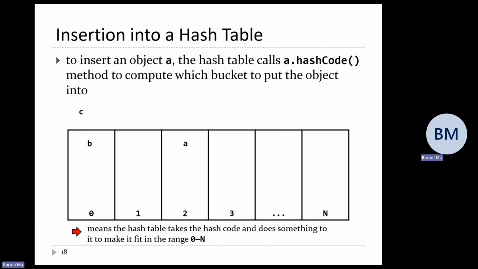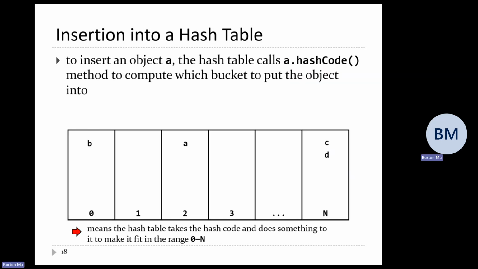Right? C gets mapped onto N. And D, in this case, also gets mapped onto N. It doesn't mean that D and C are equal. All it means is that D and C have the same hashcode. So that gets put into the bucket N.